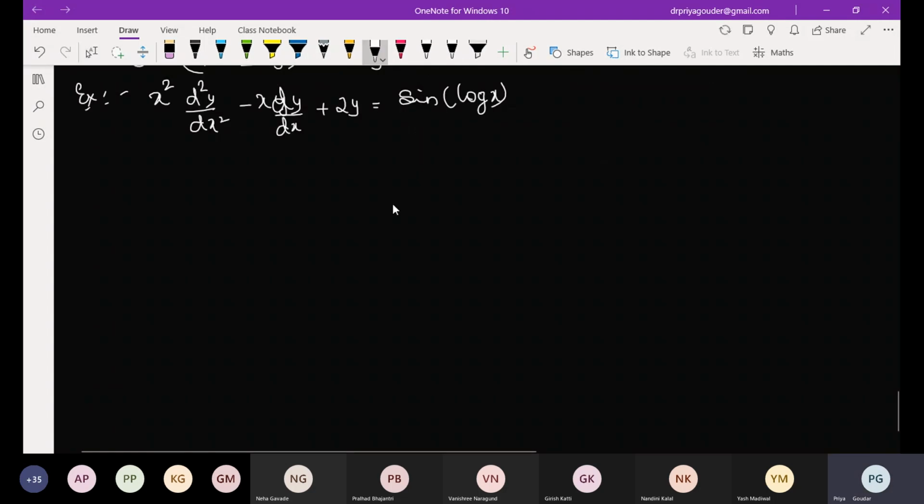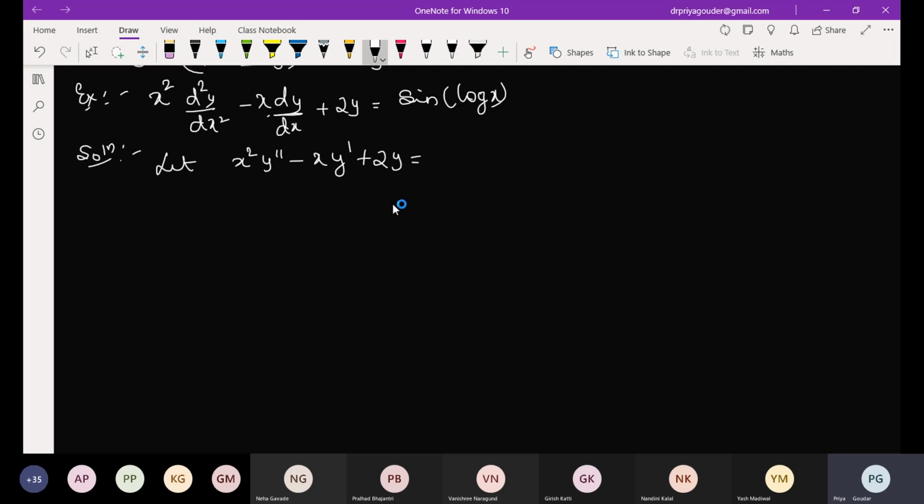Okay, hope you have written the question. Tell me first thing, is it Cauchy's or regular example? Cauchy's only, right? Write down the same equation: x square y double dash minus x y dash plus 2y is equal to sine of log x. No need to write in terms of D, keep it as it is. Equation 1 is Cauchy's linear equation.